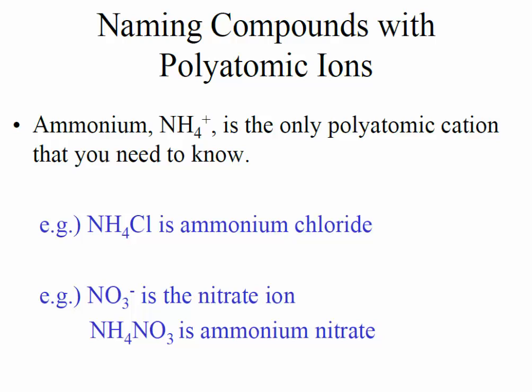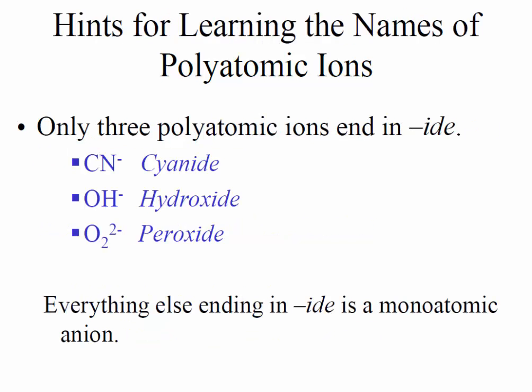Ammonium is the only polyatomic cation you need to know. All the other polyatomic ions are anions. You have a big list of polyatomic ions that might be intimidating, but there are some things that will help you remember them. One thing to point out is that only 3 polyatomic ions end in "ide." That's cyanide, hydroxide, peroxide. If you see anything else ending in "ide," it's going to be a monoatomic ion. For example, magnesium chloride is based on the chloride anion, just Cl.